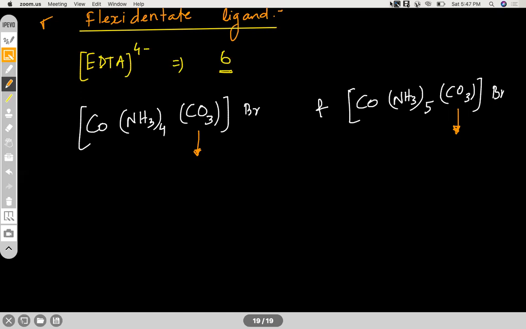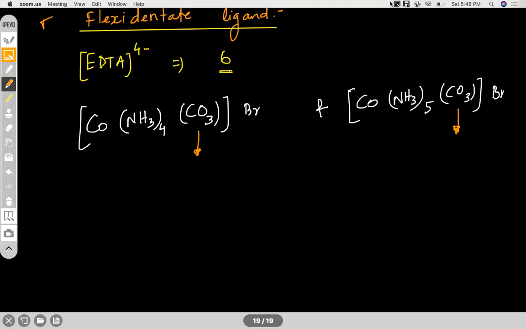So you need to find out the oxidation number of the metal, and then you see what its requirement is, meaning how many electrons it requires to gain the next higher noble gas configuration. Accordingly, you should think of how many atoms are attached to the central metal atom.